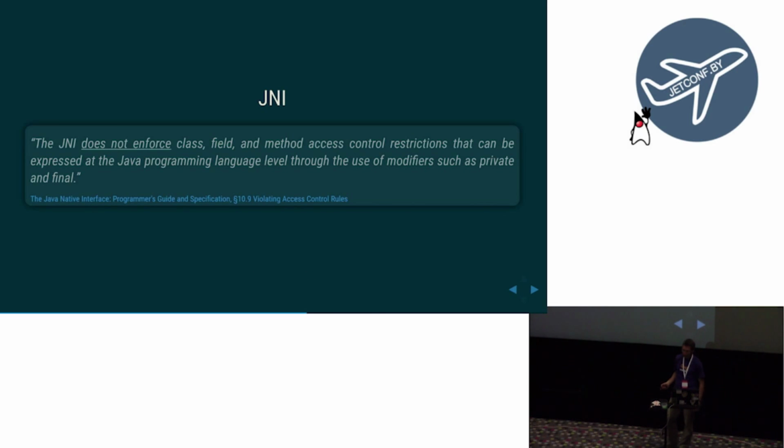Well, there are several possibilities. One of the easiest is JNI. If you write JNI code, the JNI specification says that JNI does not enforce class, field, and method access control restrictions that can be expressed at the Java programming language level. Because in JNI you're in C, and you can access all the memory in the way you want. So they didn't even try to catch such errors. So you can easily write a JNI method which changes a final field.